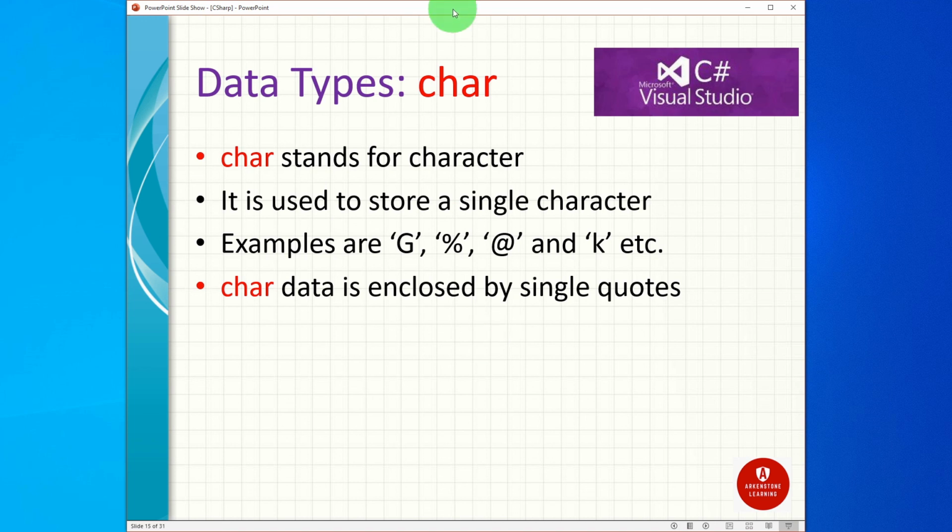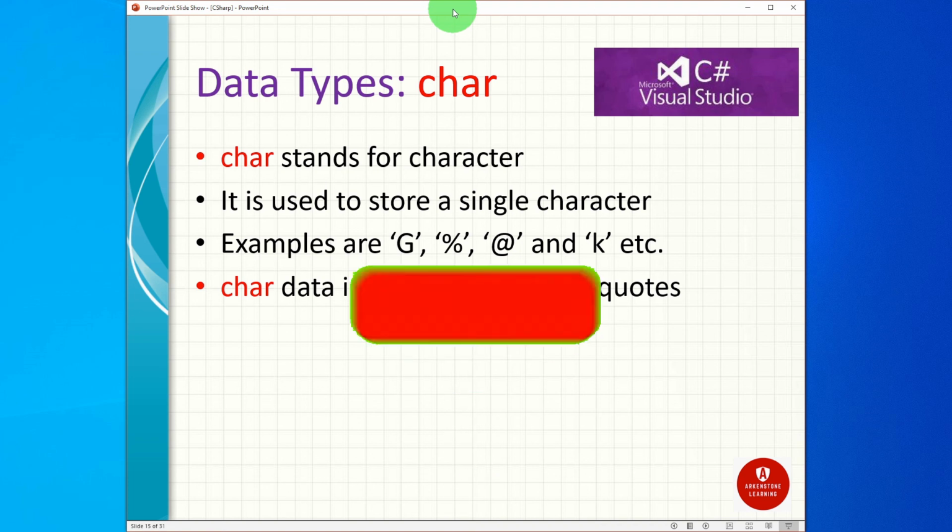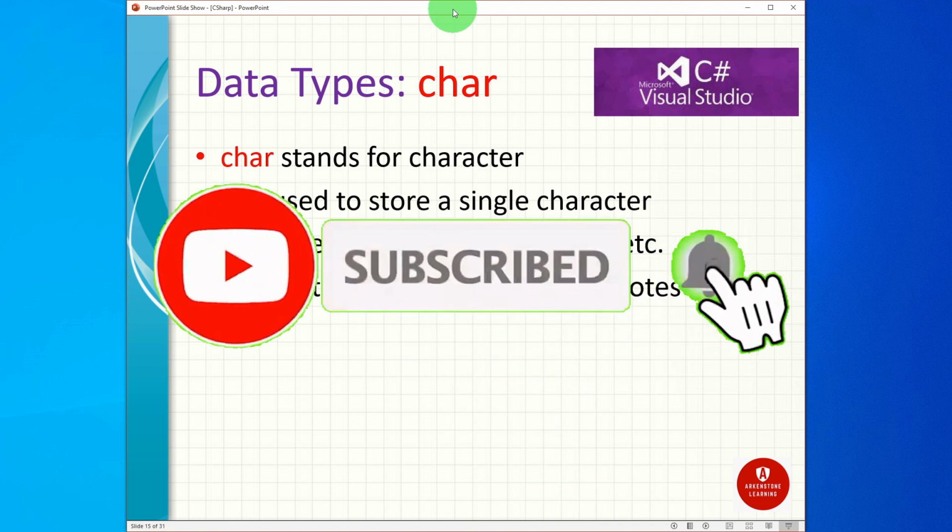The data types we have discussed in this video are all primitive data types because they are built into the C# language. We will learn about other data types as we progress through the course.